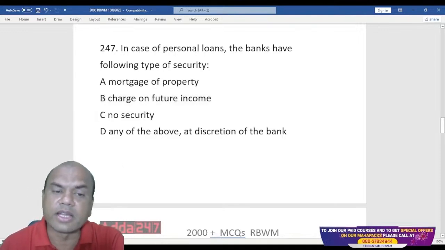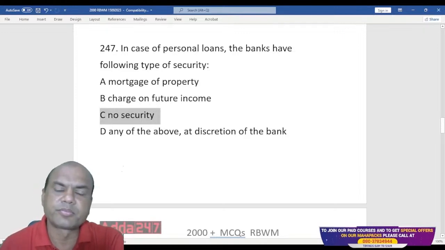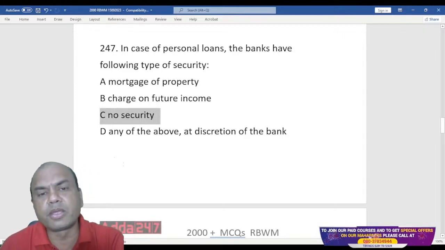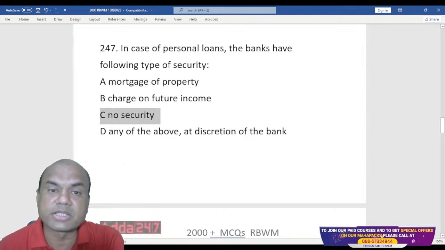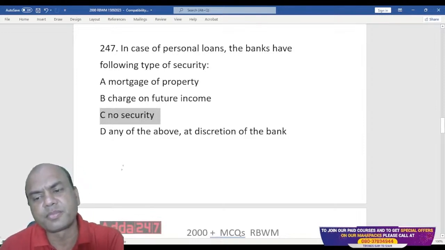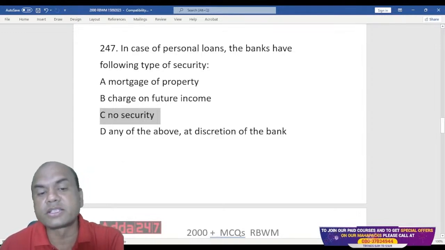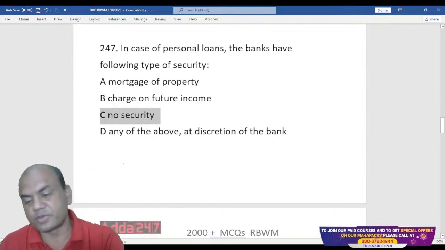No security, that is the answer. In personal loan, there is no security. PL is given merely nowadays on the basis of the CIBIL score. Merely on the basis of CIBIL score only. So that's why in case of personal loans, no security is taken. Okay. Next one.